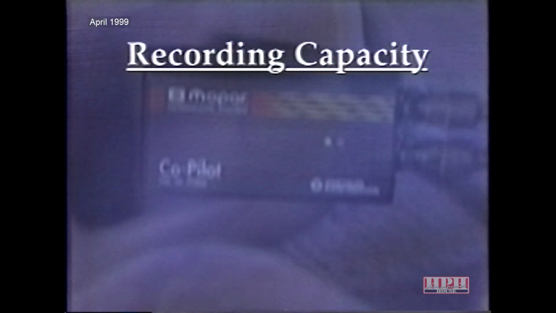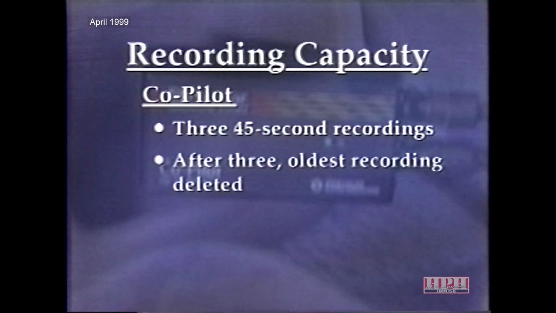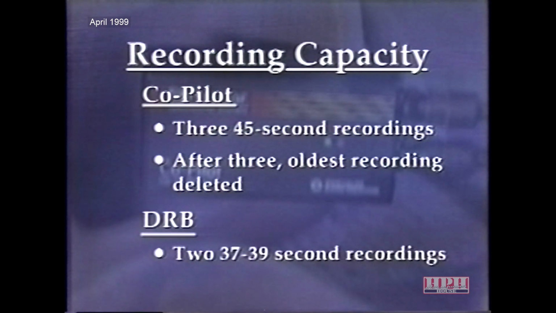The recording capacity of the Co-Pilot is 3 45-second recordings. If you make more than 3, the oldest recording is deleted when the fourth is triggered. The DRB can hold 2 recordings of approximately 37 to 39 seconds each. Then it must be reconfigured.